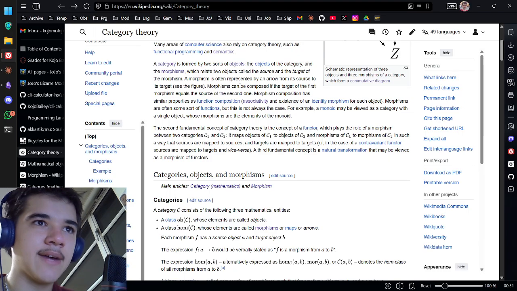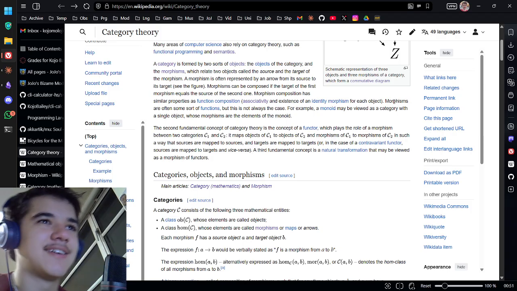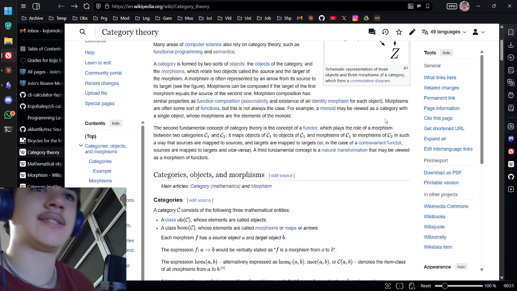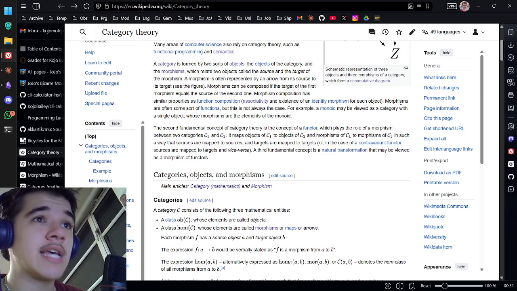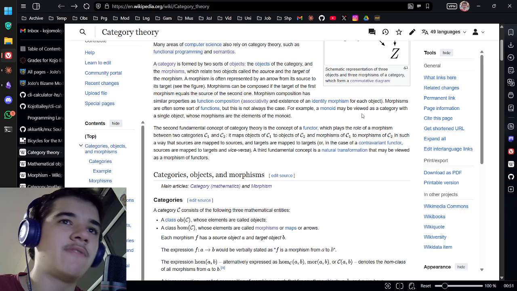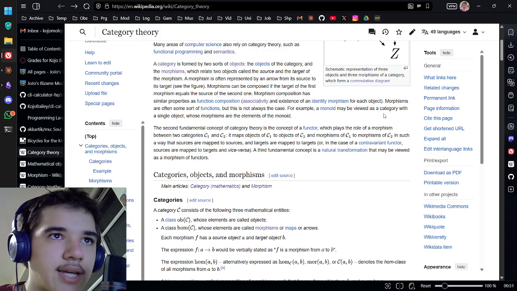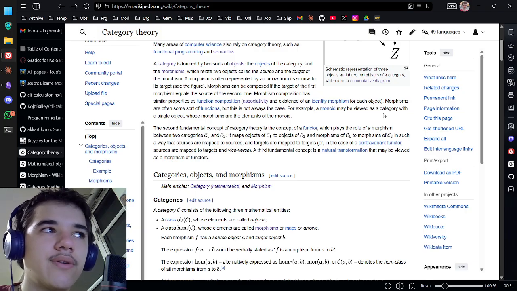So just an aside there, to explain why, because I could have finished this whole page right now, but I do want to actually think about this and see what I can infer from each step. And so far, I will say Wikipedia is doing a good job. Morphisms are often some sort of functions, but this is not always the case. For example, a monoid may be viewed as a category with a single object, whose morphisms are the elements of the monoid. Interesting. So it's called a monoid because it is literally a monoid.